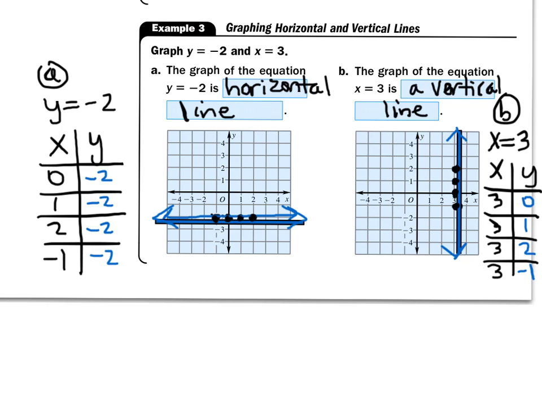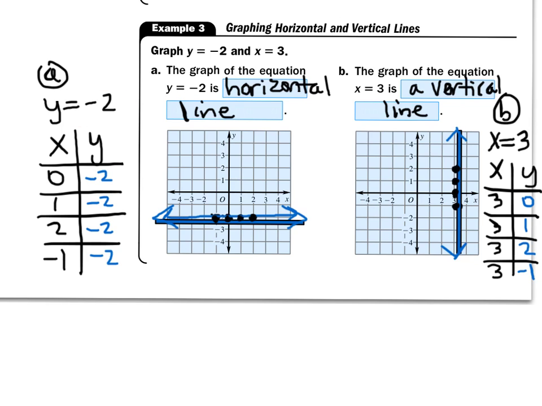Okay, so let's look at example 3, some special cases. So what if they wanted to graph an equation that just looked like this, y equals negative 2? So if I just want to graph, look over in the margin, y equals negative 2, I would do my x and my y table. But notice how I didn't leave a work column, because there is no work to show. If I plug in a value for x, it doesn't matter. The answer is always negative 2.